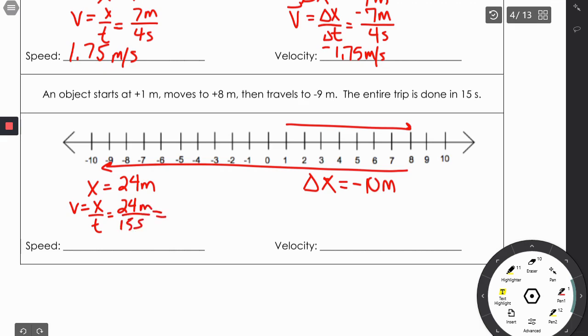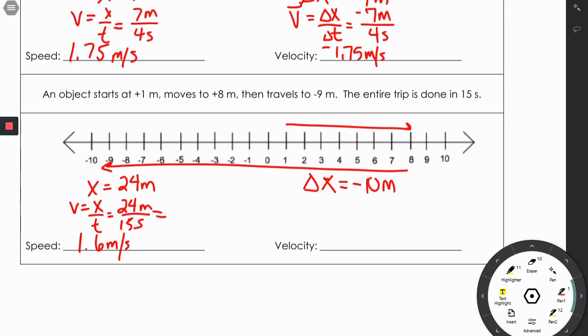And I apologize, I need my calculator. I can't do that in my head. I just dropped it. All right, so we're going to do 24 divided by 15. So we're going to get a speed of 1.6 meters per second.